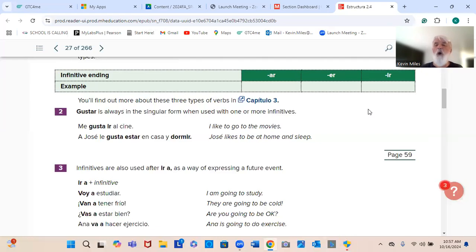All right. So you always use me gusta or te gusta or le gusta with verb infinitives, no matter how many you have. The only time you use gustan is when you have a noun and it's plural. Okay. When the thing liked is a noun and it's plural. So make sure you see this distinction. It's very easy, very straightforward.